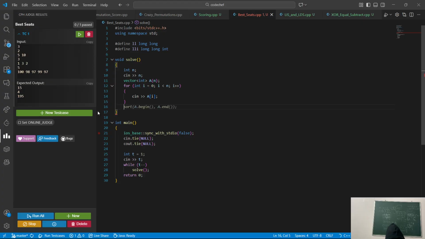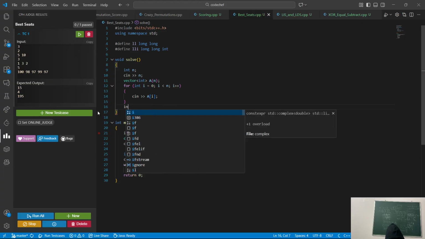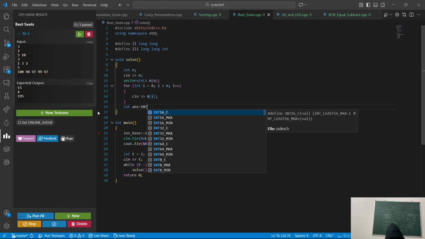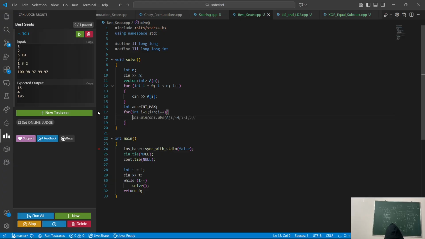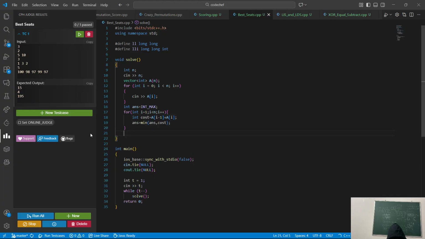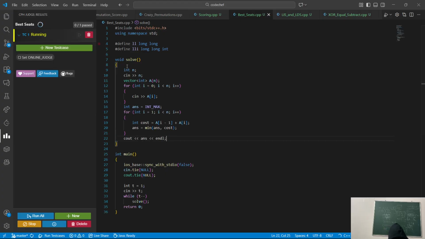I'm taking inputs. Now what I have to do is maintain one answer variable which is initially int max, some higher value. I'll run a loop from 1 till n, and I'll have to find the cost. So cost is going to be array of I minus 1 plus array of I, and your answer is going to be minimum of answer comma cost. At the end, we'll have to display the answer. Let's try to run it. It is getting passed.